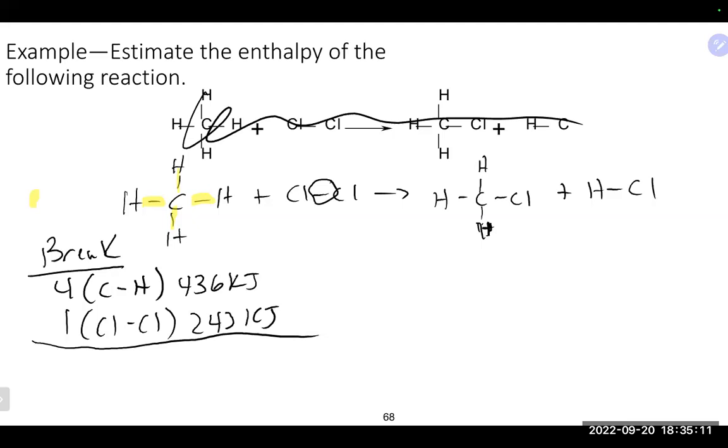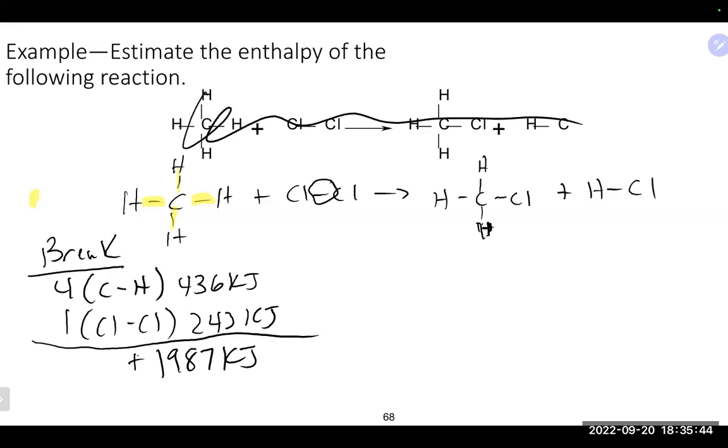So if we add up all that, that's going to be 4 times 436 plus 243, which gives us 1987 kilojoules of energy to break all the bonds. This is an endothermic process because energy needs to be put in to break the bonds, so it is going to be positive: 1987 kilojoules. Any questions on that?